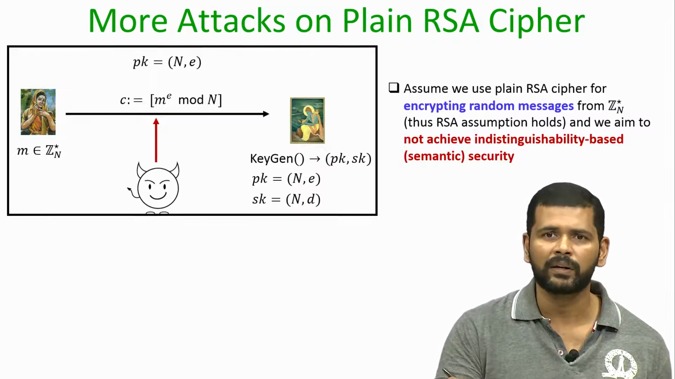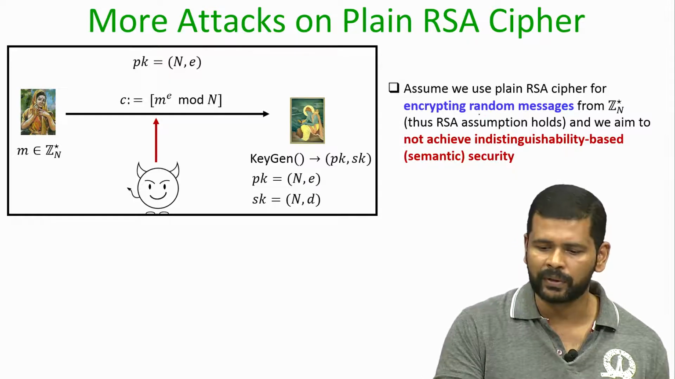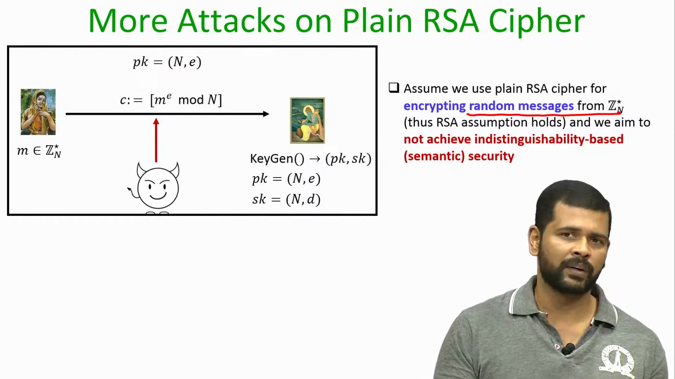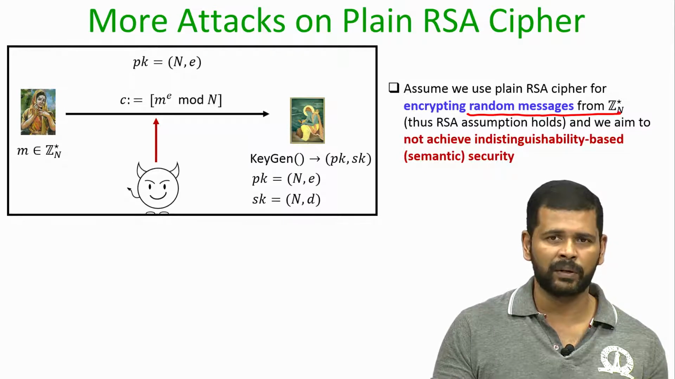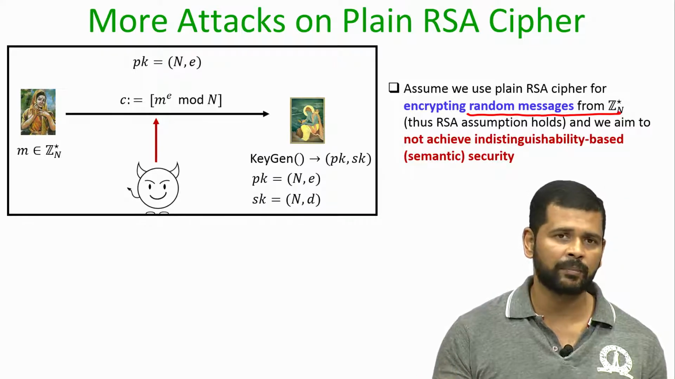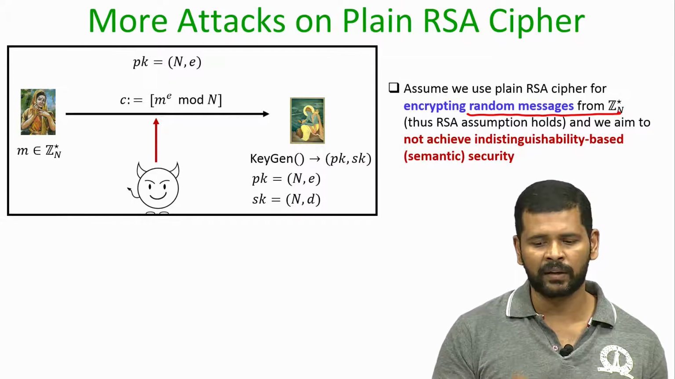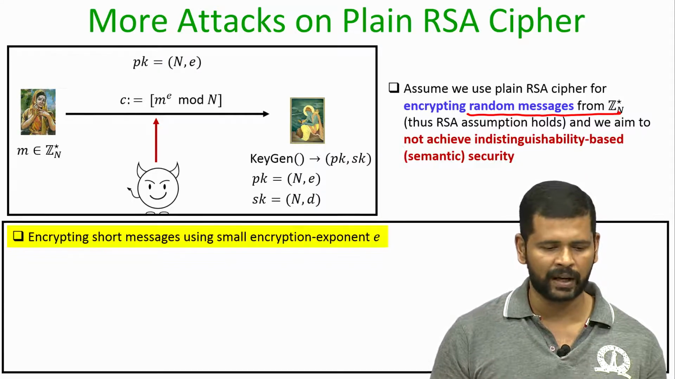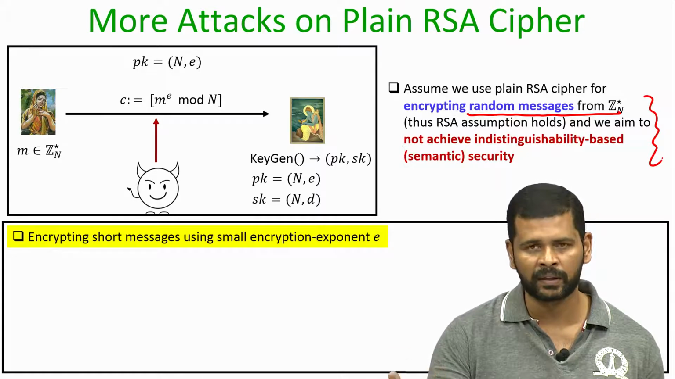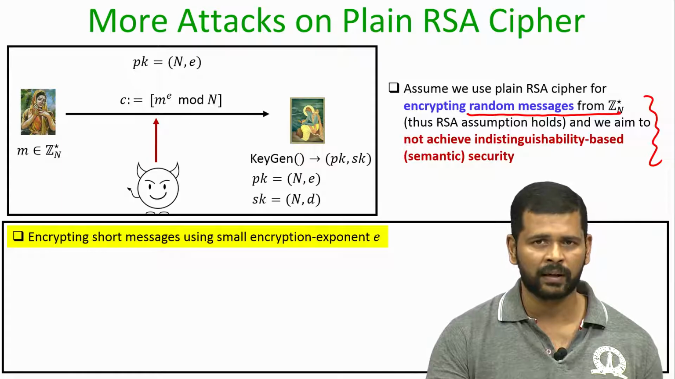So, assume for the moment we are using the RSA cipher where the sender wants to encrypt random messages from Zn star, and we do not want semantic security, namely we do not aim for indistinguishability based security. It suffices for us if the adversary does not learn the entire plain text by eavesdropping upon the ciphertext. That is the notion of secrecy that we are aiming for right now. It turns out that even if we go for this weaker, all-or-nothing kind of secrecy, there are several attacks which can still be launched on the plain RSA cipher.